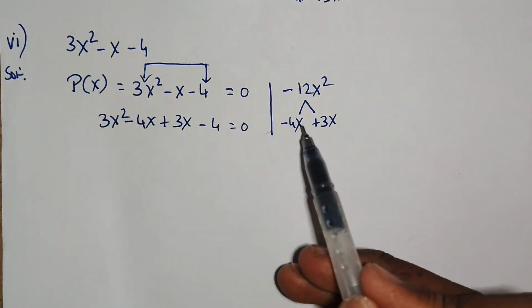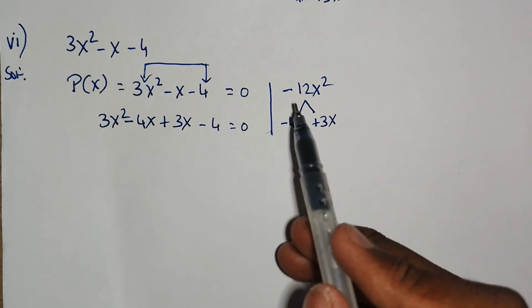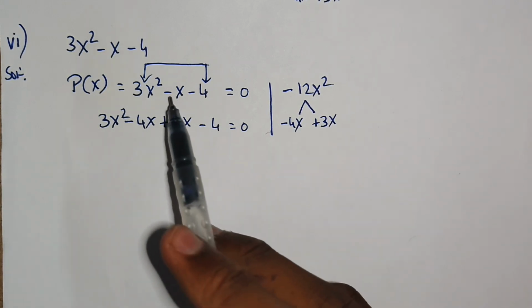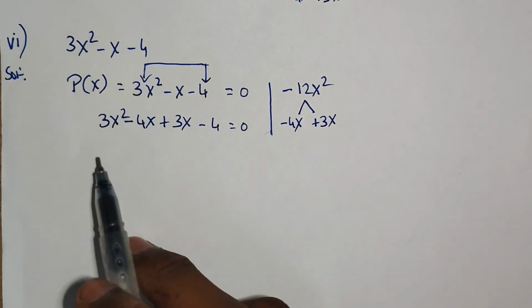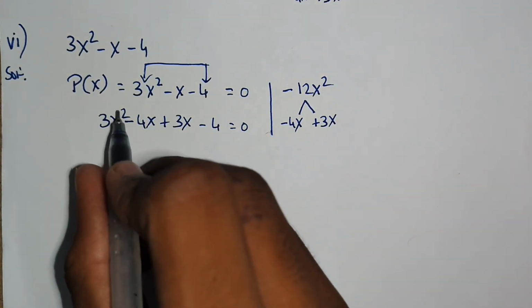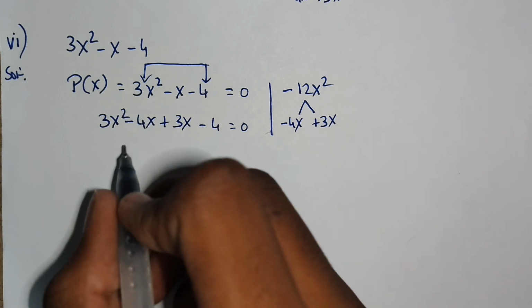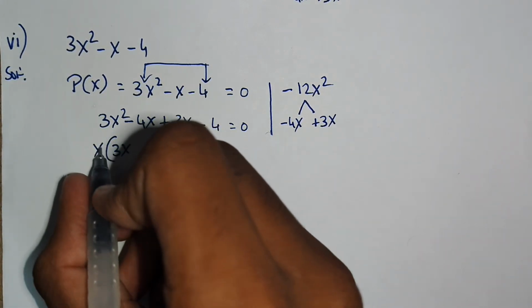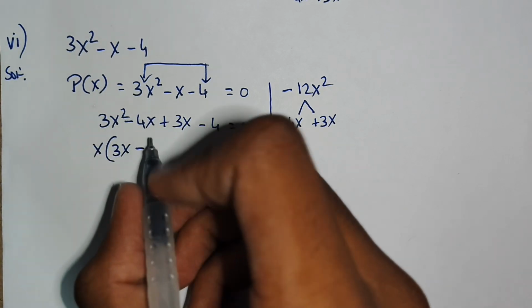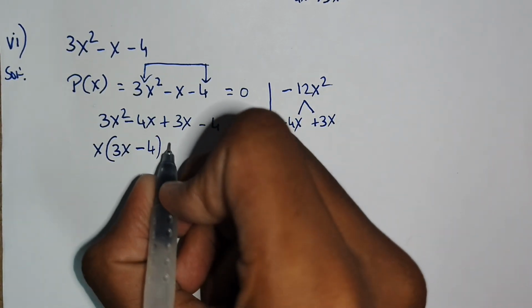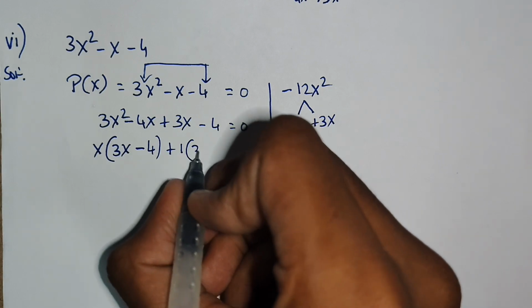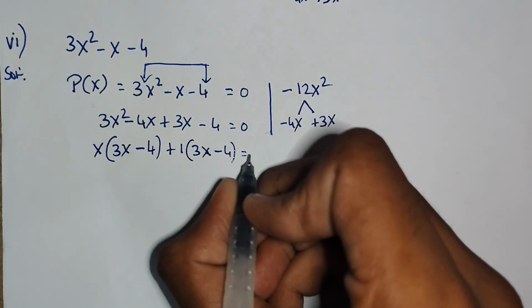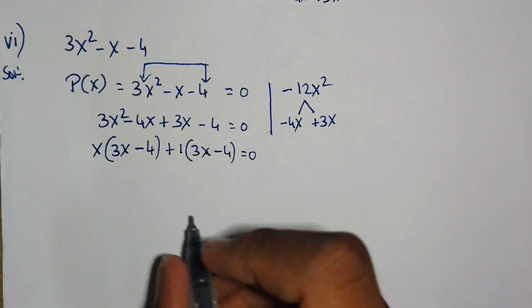Understand? If we multiply these two numbers, the result will be minus 12x square. The sum or difference of these two numbers will give minus x. So in 3x square minus 4x, the common one is x. X into 3x, 3x square, plus into minus, minus x into 4, 4x, plus 1 into 3x, 3x, plus into minus, minus 1 4s are 4 equals to 0.